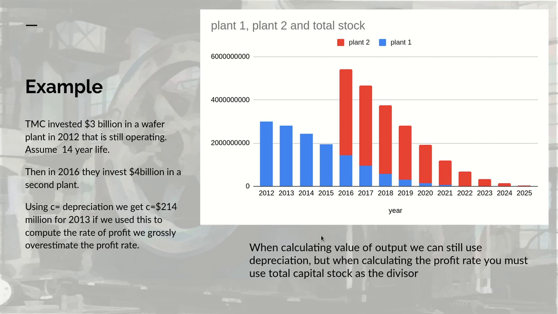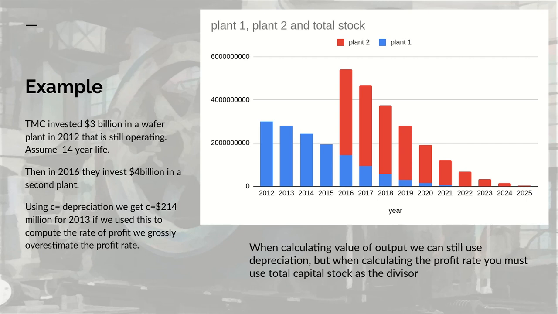For example, one of the largest types of capital equipment that has to be invested in now is chip manufacturing plants. The TSMC Corporation in Taiwan apparently invested about $3 billion in a wafer fab plant in 2012 that's still operating. Now let's assume they have a 14-year life and we depreciate that. Then let's suppose that in 2016 they invest $4 billion in a second plant because the cost of these plants is going up.